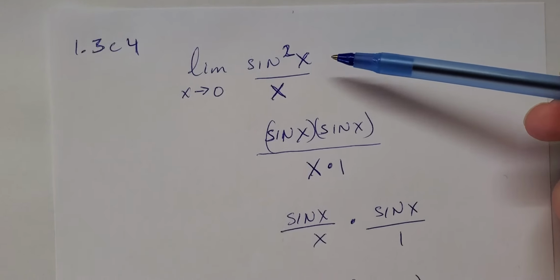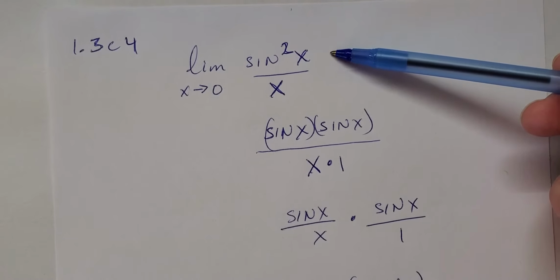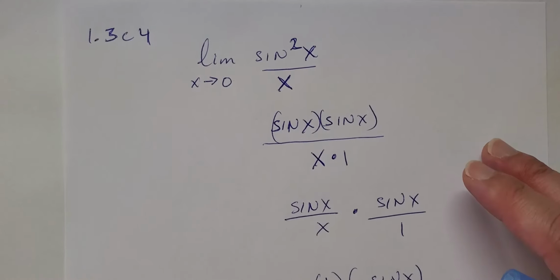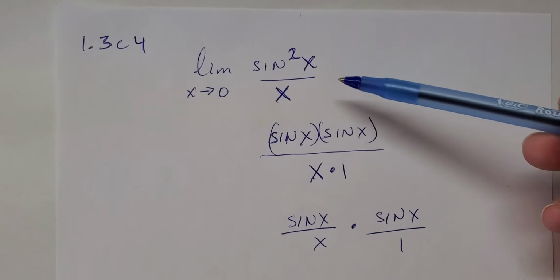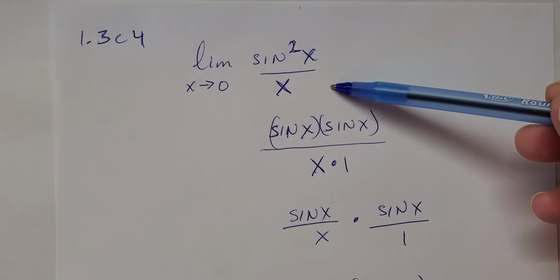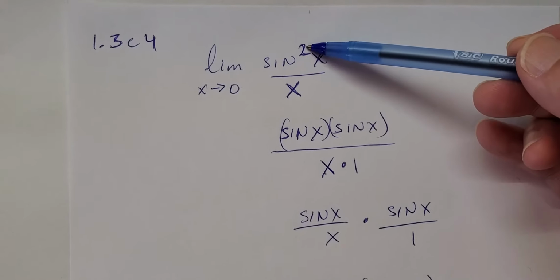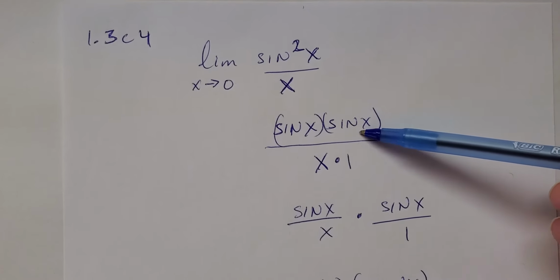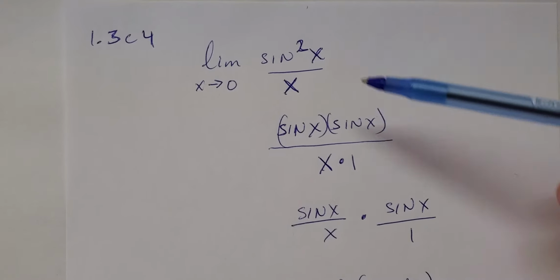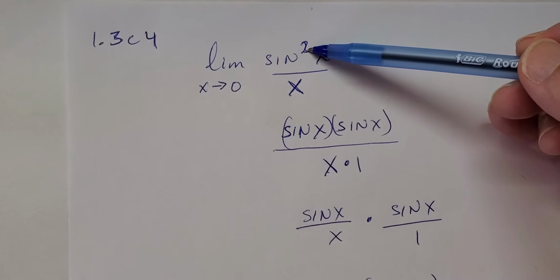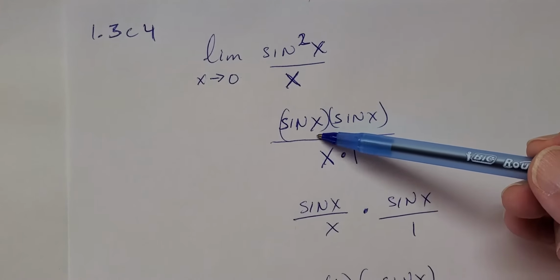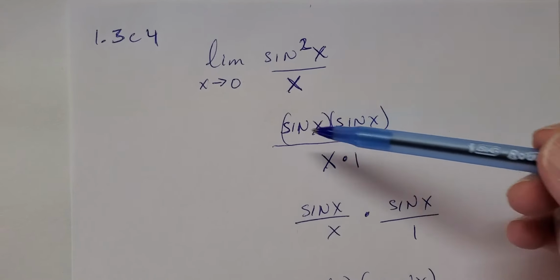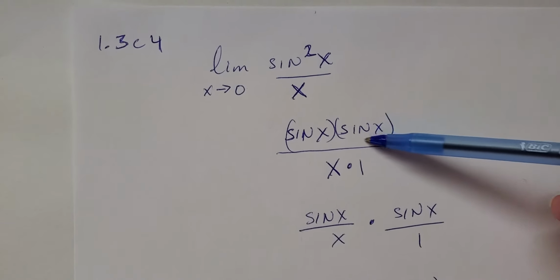This lesson is 1.3C4. Here we have an example: sine squared x all over x. Now this square right here means there are two sine x. One more time, this square means there are two sine x. So there's one and there's two.